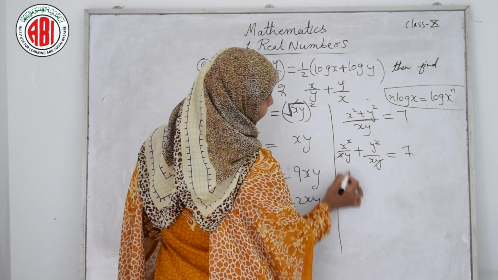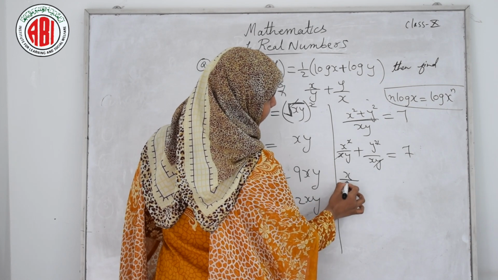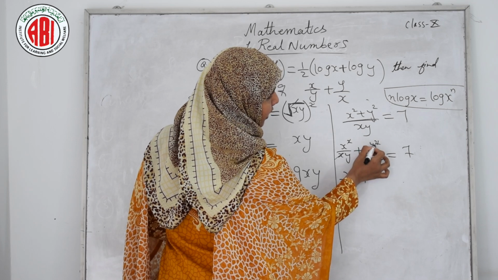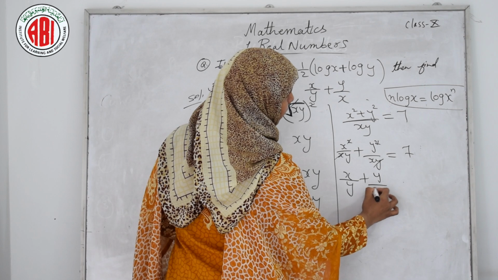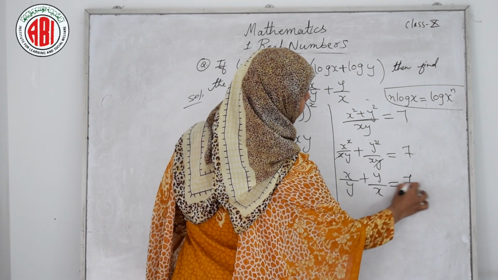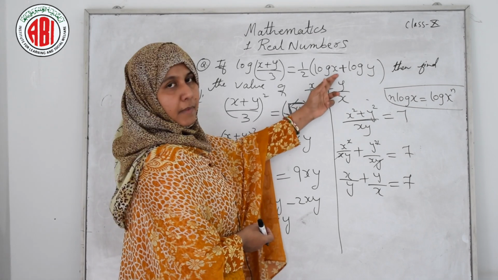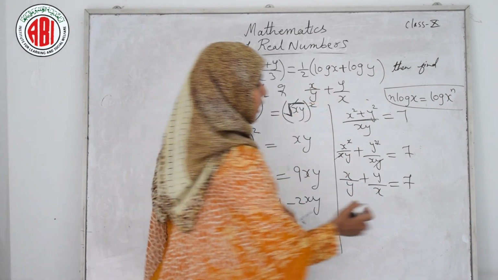So what is left here? 1x, and x is cancelled here, so the left one is y. Plus y square and y: 1y and 1y get cancelled, from y square only 1y is left. So y by x is equal to 7. Look here, that is the answer: x by y plus y by x is equal to 7. So 7 is the answer.